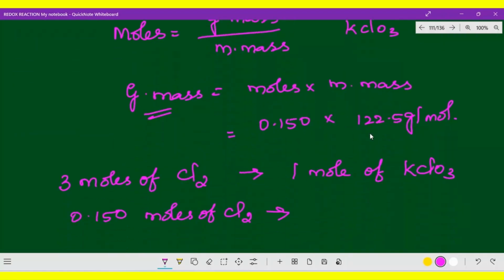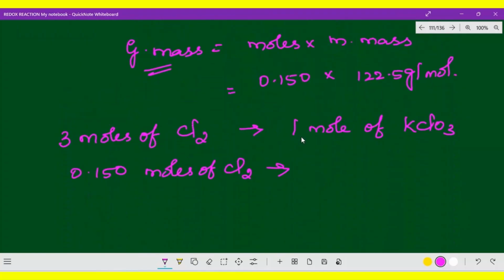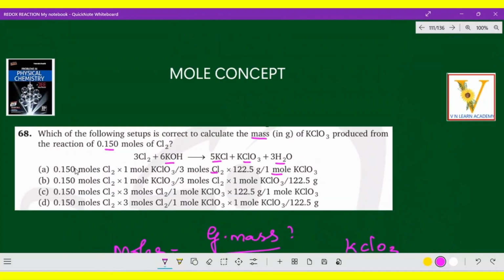Moles into molecular mass only. So here also they mentioned the same. Here 0.150 moles of chlorine into 1 mole of KClO3. This is 3 moles of chlorine can produce 1 mole of KClO3. Therefore, 0.150 moles of chlorine into 1 mole of KClO3 divided by 3 moles, that is 1 by 3 of chlorine, into molecular mass of potassium chlorate divided by 1 mole of KClO3. 100% it is correct what they have mentioned.